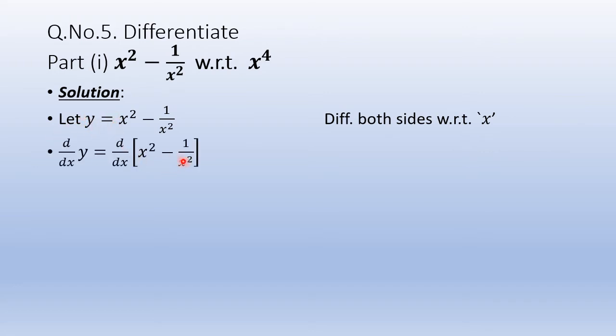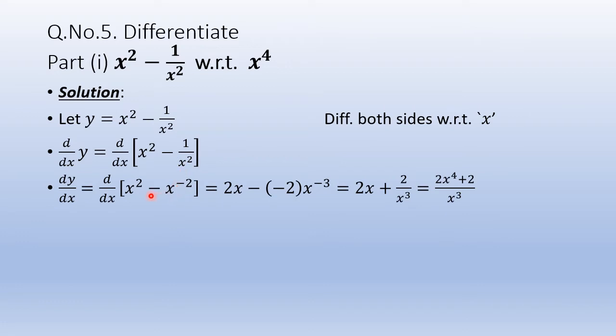And now to take this derivative, we are going to adjust this shape. We are going to write it as x to the power minus 2. It will help us to take the derivative with the help of power formula. It will be much easier to take the derivative in this way. Now I apply the power formula.